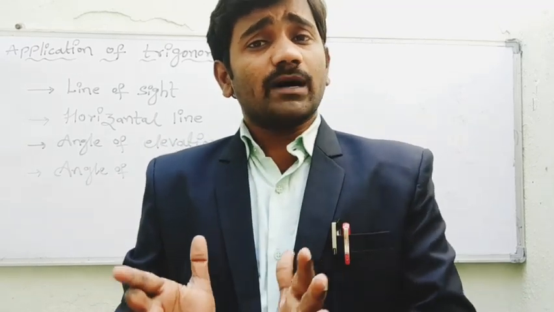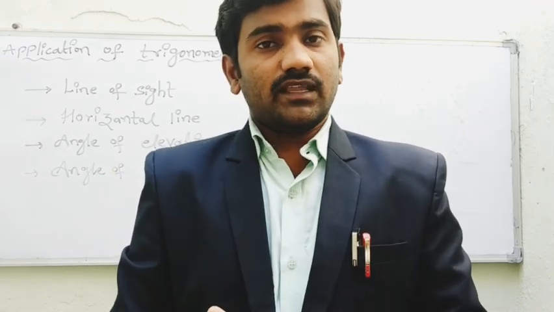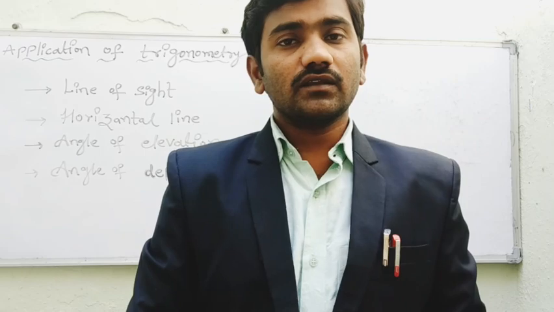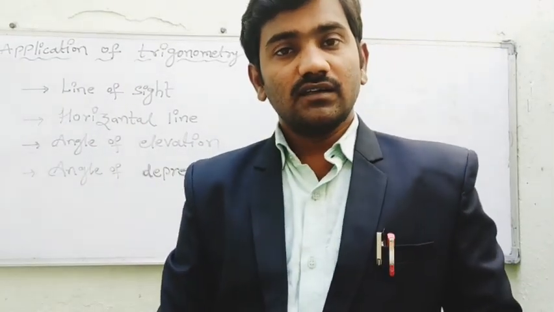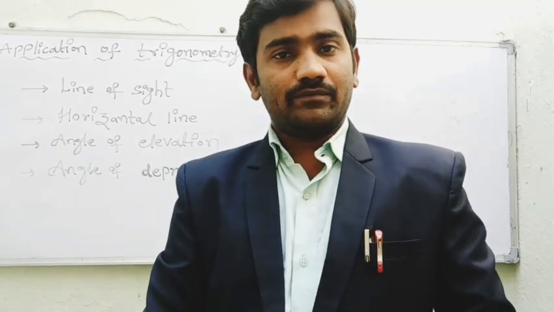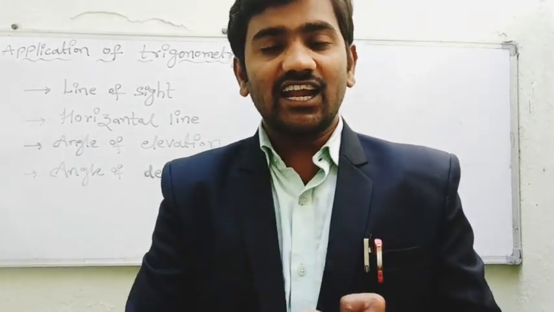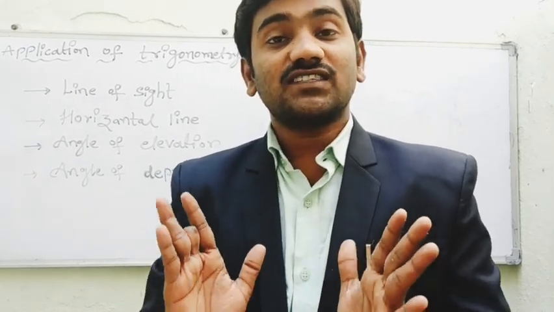To understand this application of trigonometry, we must know some principles. That means we must know the meaning of these four definitions. First one is line of sight. Next one is horizontal line. Third one is angle of elevation. And fourth one is angle of depression. So let us first know, what is line of sight?